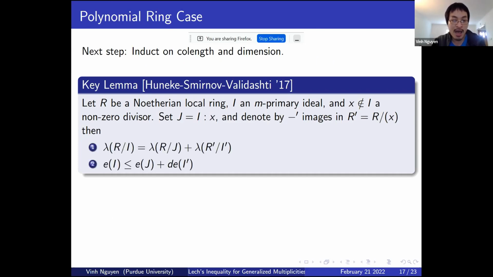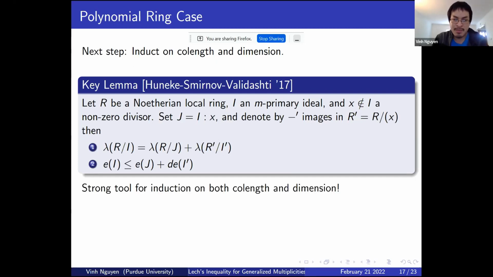So the colength of I is going to be equal to the colength of J plus the colength of I in the quotient ring. And then second, the multiplicity of I is bounded above by the sum of these two other multiplicities. So this lemma is actually a pretty strong tool for induction on both colength and dimension.